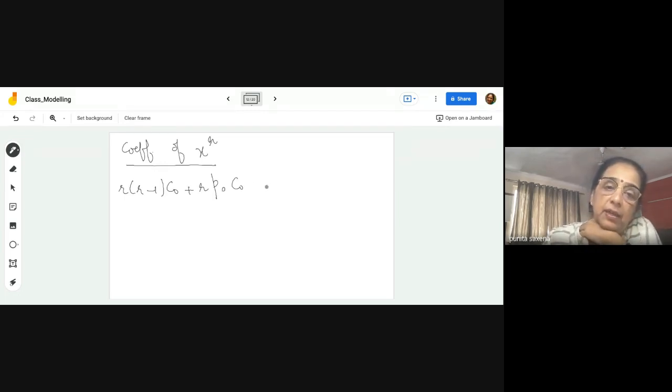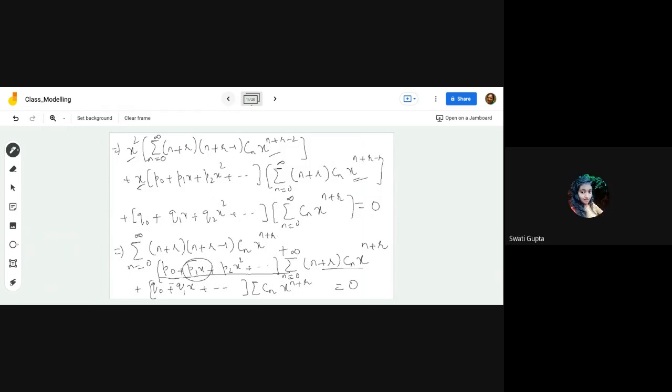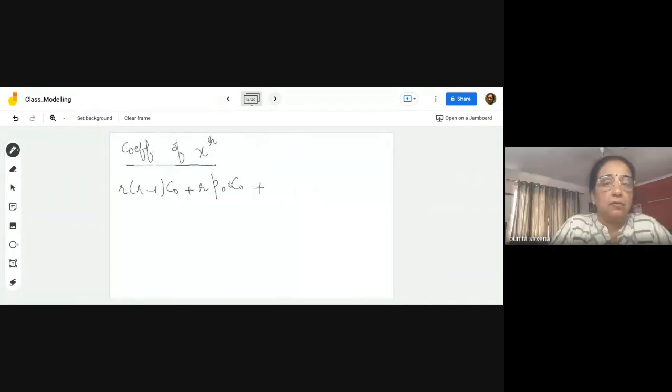What about the last term then? Again, x to the power r only. q naught c naught. It will be plus q naught c naught into x to the power r. That will be it, right?